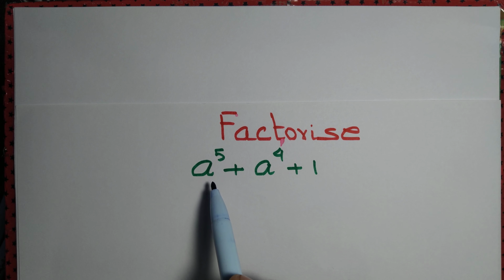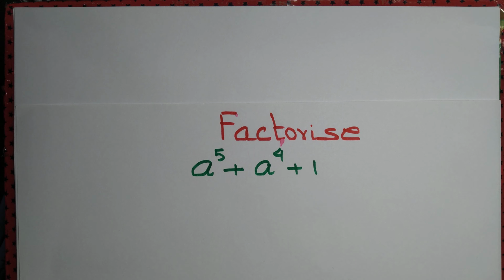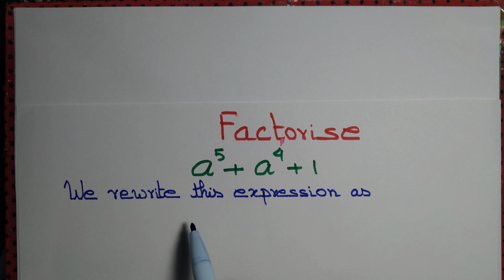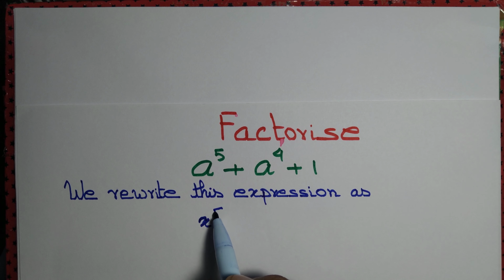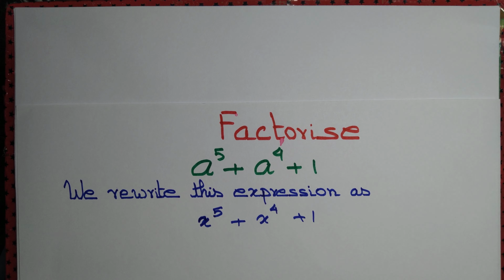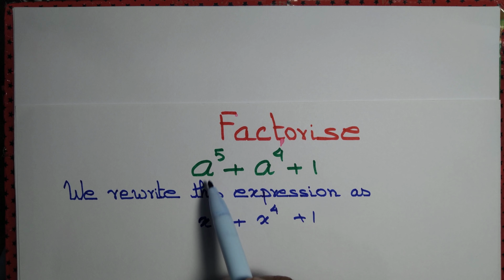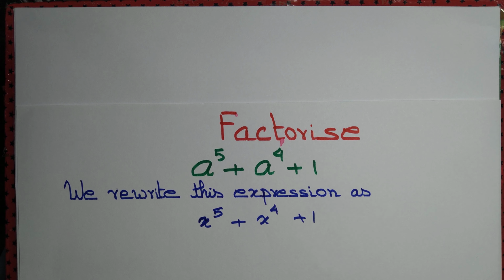Let us factorize the expression a to the power 5 plus a to the power 4 plus 1. We rewrite this expression as x to the power 5 plus x to the power 4 plus 1. We have just changed the variable from a to x because we prefer x as the unknown variable.